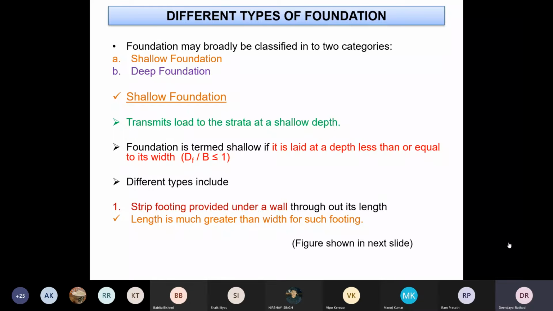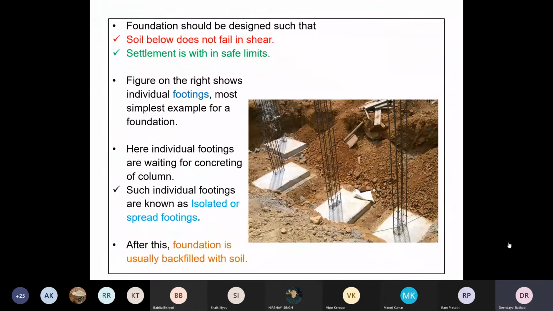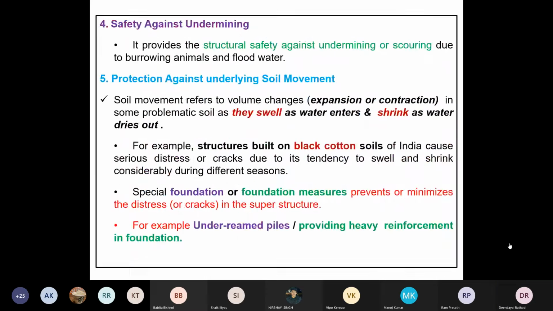In general, we go for the shallow foundation wherever the soil is very good, the gravelly soil, whatever I have shown you here, right? So these are our shallow foundations. Where the soil is good, we'll go for a shallow foundation. Where the soil is very soft, black cotton soil, then we'll go for pile foundations.